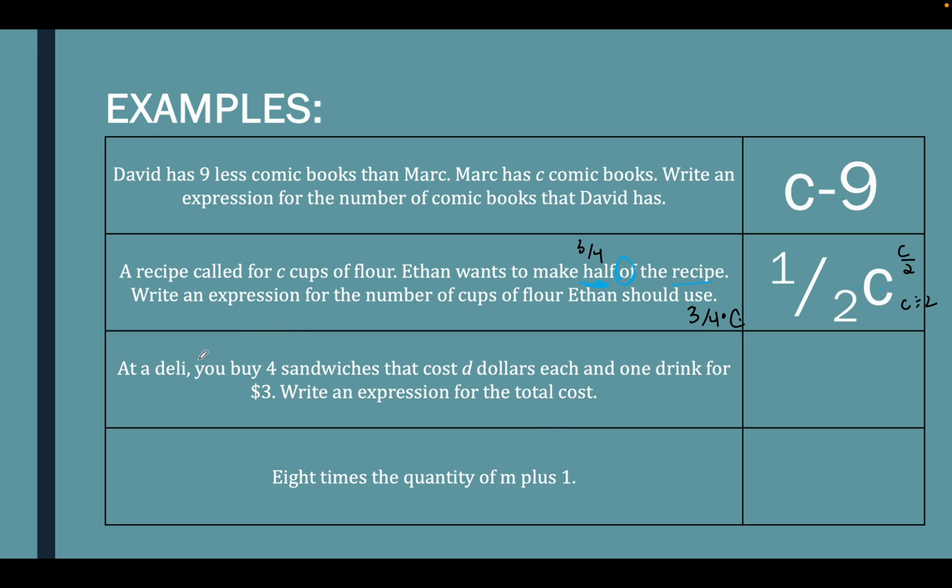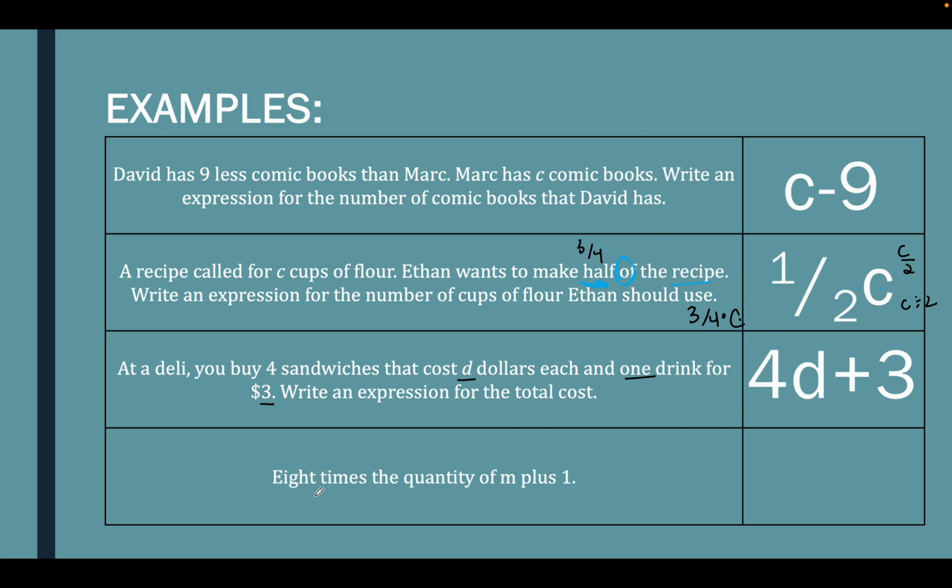At a deli, you buy 4 sandwiches that cost $D each and 1 drink for $3. Write an expression for your total cost. This would be 4 sandwiches times the price per sandwich, that's D, 4 times D, plus your 1 drink for $3, 4D plus 3.